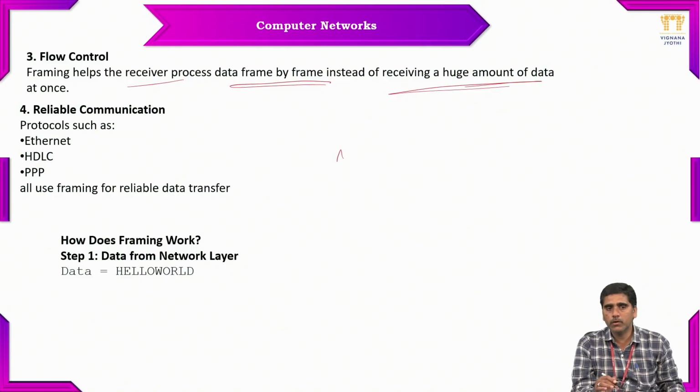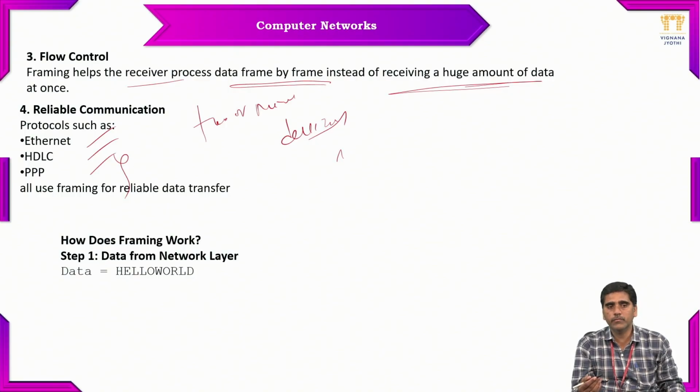And the fourth one is reliable communication. Using these protocols, the entire stream of bits is taken as frames and sent towards the receiver. Protocols such as Ethernet, HDLC and PPP, the point-to-point protocol, all help you perform reliable communication between two or more devices. This is very, very important in data communication. So these are all the framing techniques, right?